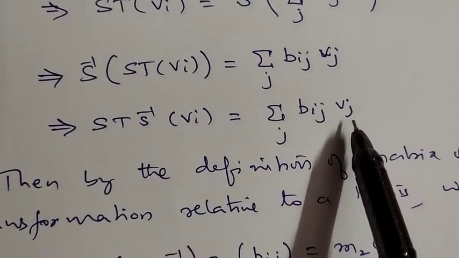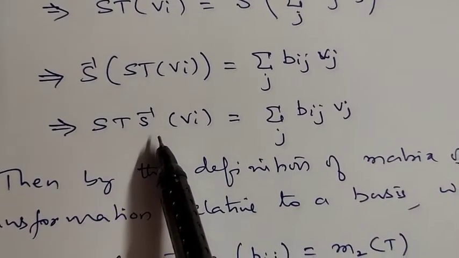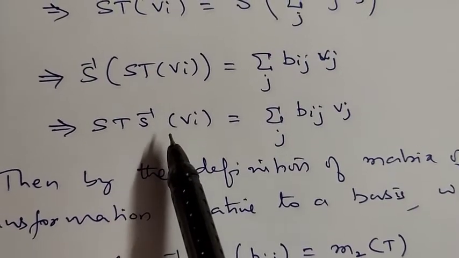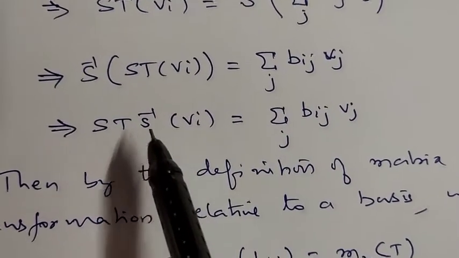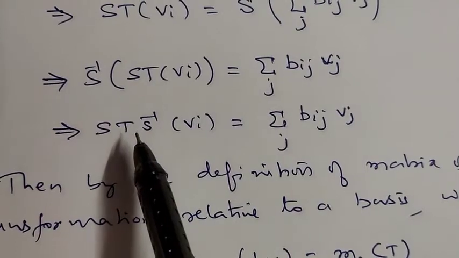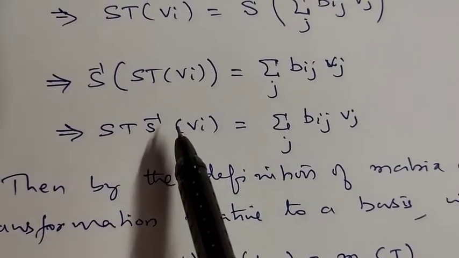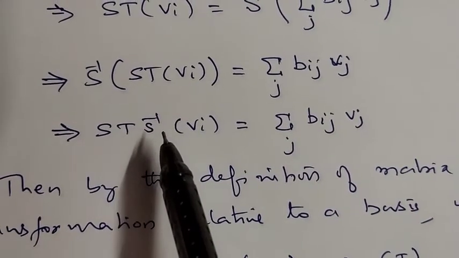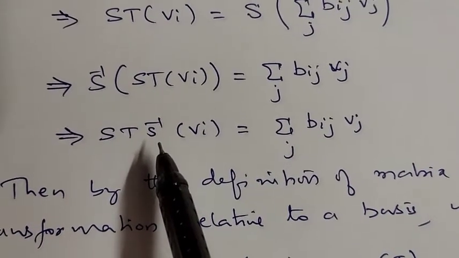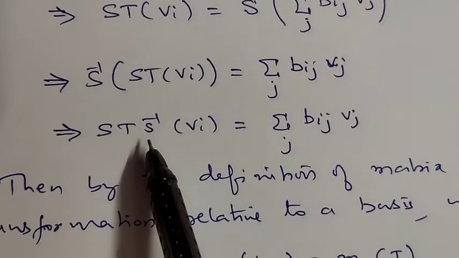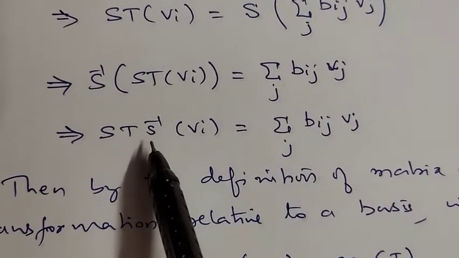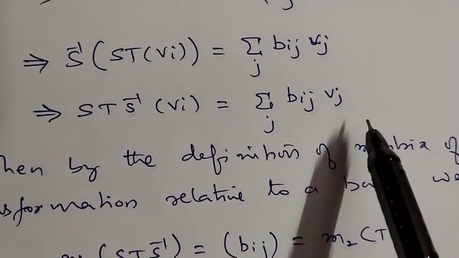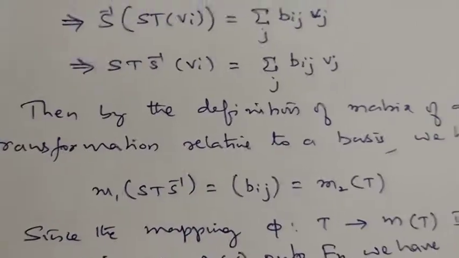Now S T S inverse is a transformation on V itself. It is an element of A of V, because S belongs to A of V, T belongs to A of V means S into T belongs to A of V, and S inverse belongs to A of V means S T S inverse belongs to A of V. Now this is like some transformation. Say we call this some U, where U is a linear transformation from V to V.